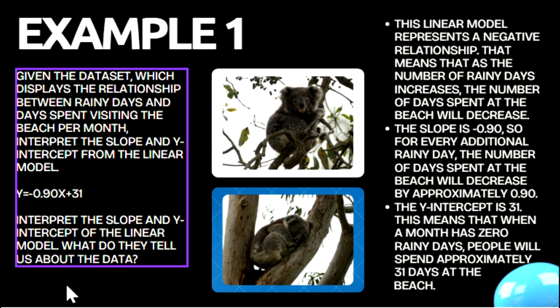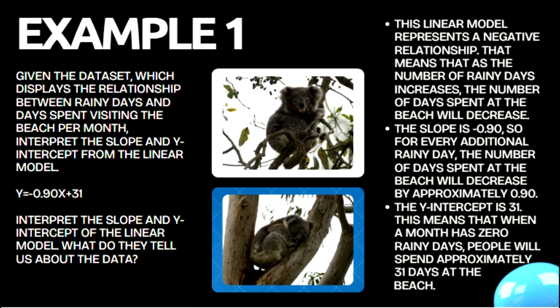Okay. The y-intercept is 31. This means that when a month has 0 rainy days, people will spend approximately 31 days at the beach.